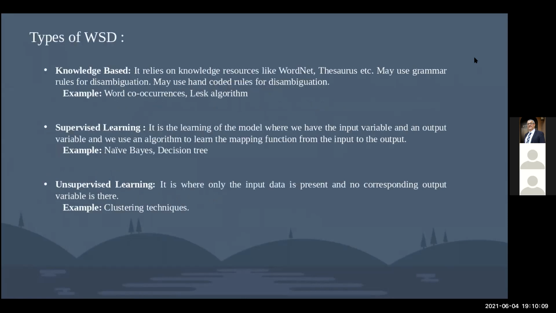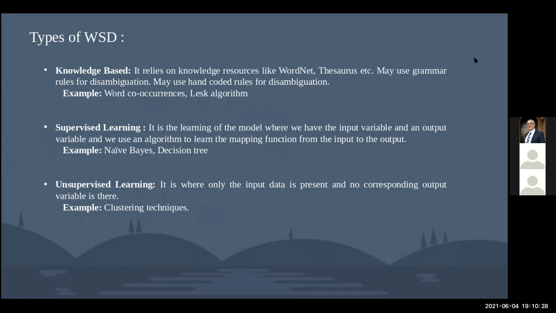So the types of WSD. First one, knowledge-based approaches. It basically relies on knowledge resources like WordNet, thesaurus, etc. It may use grammar rules for disambiguation or may use hand-coded rules for disambiguation. For example, word co-occurrences and the Lesk algorithm.